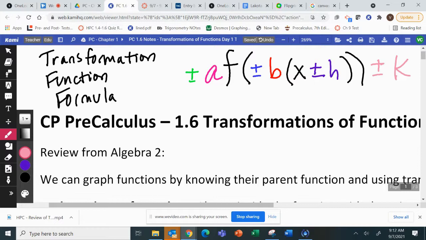Now, I'm talking about a function because we're talking about any particular parent function that we learned in section 1.5. Like we went over square roots, we went over squared, we went over cubes, we went over the reciprocal function, that 1 over x. All of that stuff we can use as the function. And in this formula, f of x is the parent function.